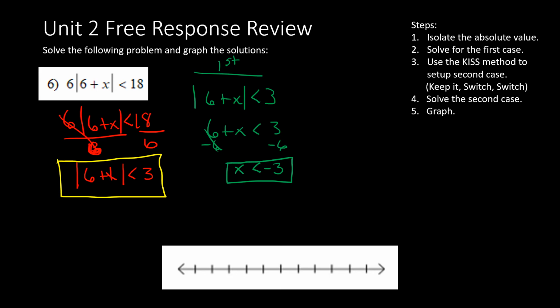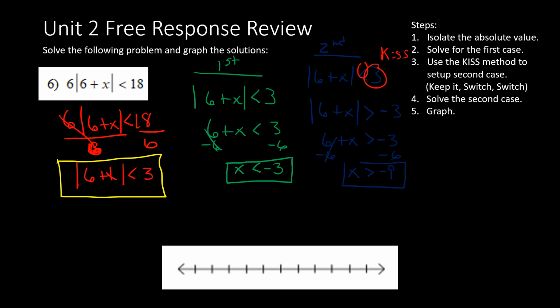For that second case, we're going to set up the absolute value of 6 plus x is less than 3. We apply that KISS method, where we switch the sign and switch the number, and this is going to affect the sign. So then we'll say the absolute value of 6 plus x is now greater than negative 3. We drop the absolute values. We say 6 plus x is greater than negative 3. Subtract 6 from both sides. I get x is greater than negative 3 minus 6, which is negative 9. And those are our answers there.